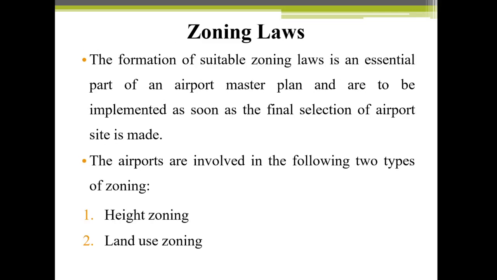Then we will move towards the next point, that is zoning laws. The formation of suitable zoning laws is a very essential part of an airport master plan and is to be implemented as soon as the final selection of the airport site is made. Zoning laws are very necessary before planning any airport site. There are two types of zoning, the height zoning and the land use zoning.